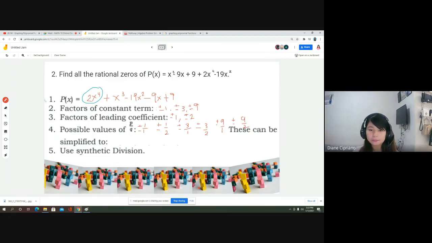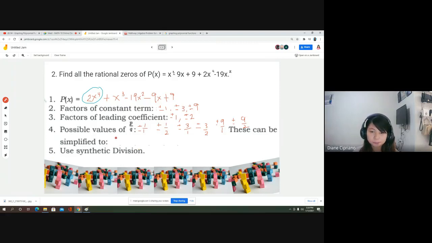Okay? So, how did we get these? This is the P, and this is the Q. So, P over Q is the leading coefficient over the constant term, over the leading coefficient.